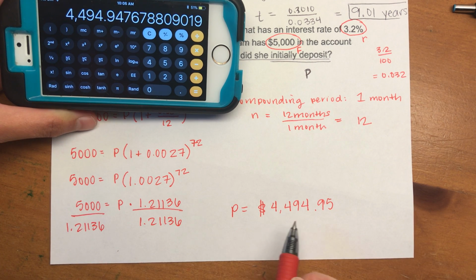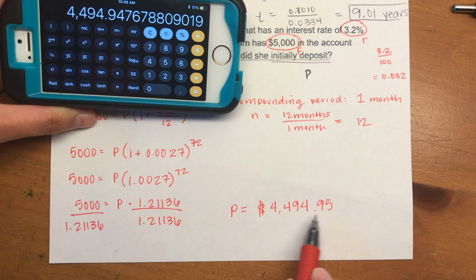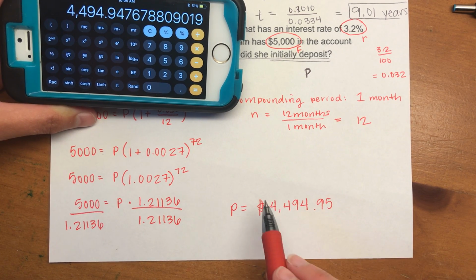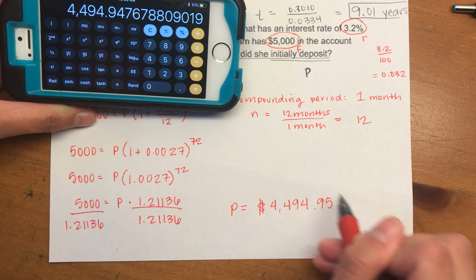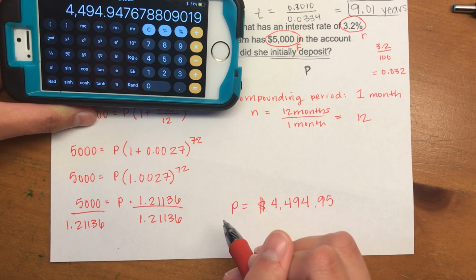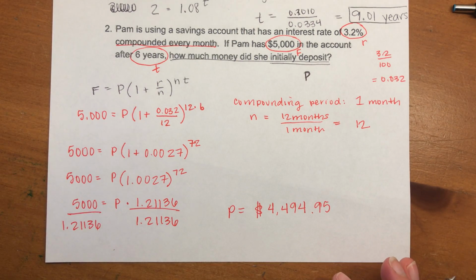So maybe she really put in $4,495 and we have a rounding error, but whatever you put in the Google form, as long as you're close enough when you're doing the classwork, I will be counting that as correct.